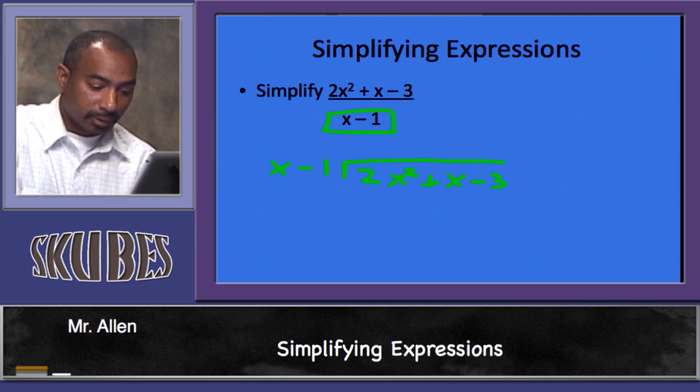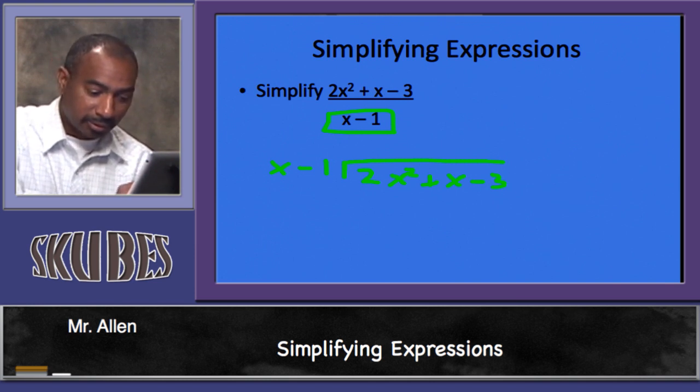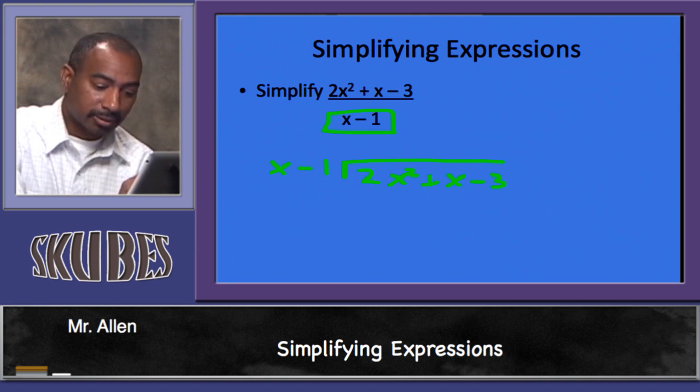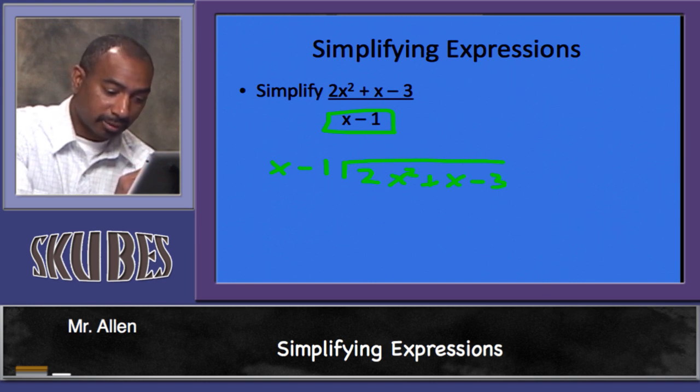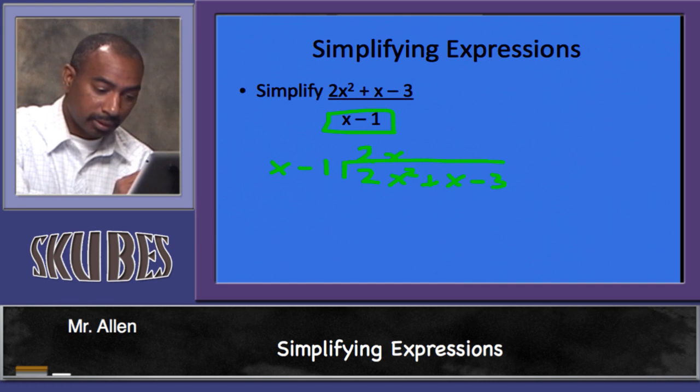Alright, this is not as hard as it looks. What you're going to do is forget about the minus 1. Just look at the 2x squared and the x and say what times x is 2x squared. And if you said 2x, that's correct. 2x times x gives you 2x squared. You always want to match this first term. So you're going to get 2x squared, but you have to multiply the 2x times the negative 1. So you're going to wind up with minus 2x.